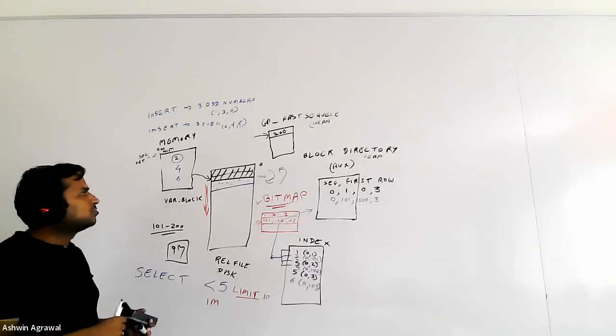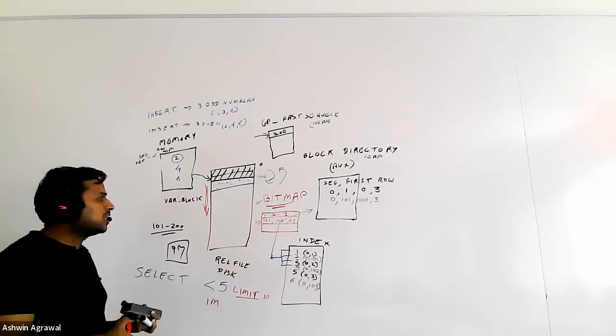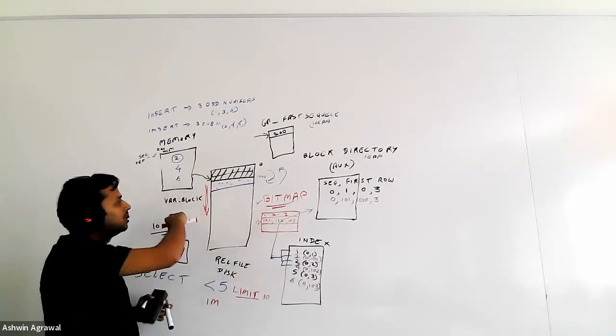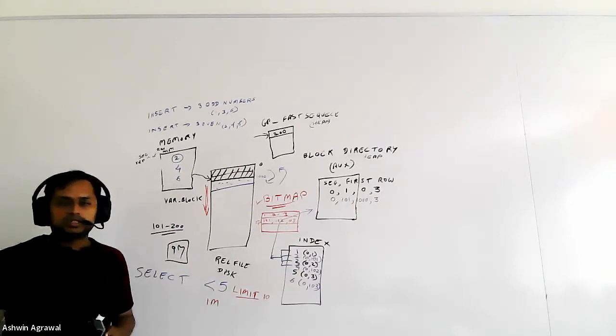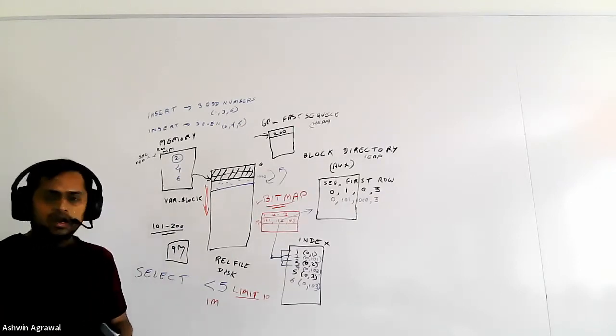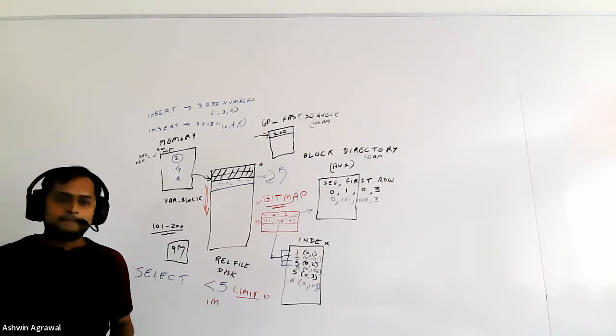So that was the high-level flow: how the scanning works, why we have bitmap in the picture, and what components come into play. So are there questions around these areas? Ashwin, I have a quick question.